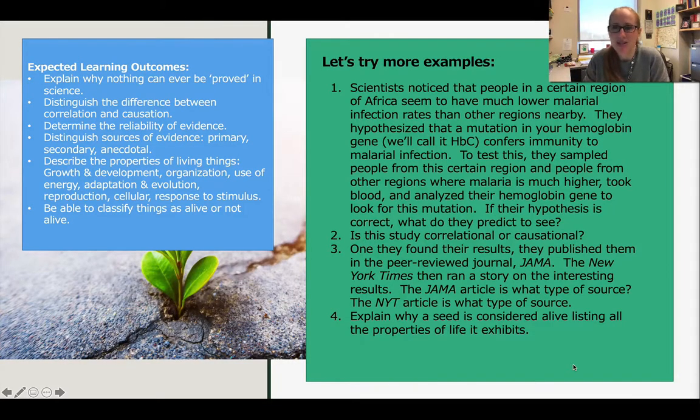So once they found the results, they published them in the peer-reviewed journal JAMA, which is the Journal of the American Medical Association. The New York Times then ran a story on the interesting results. The JAMA article is what type of source? The New York Times article is what type of source? And then explain why a seed is considered alive, listing all the properties of life it exhibits.